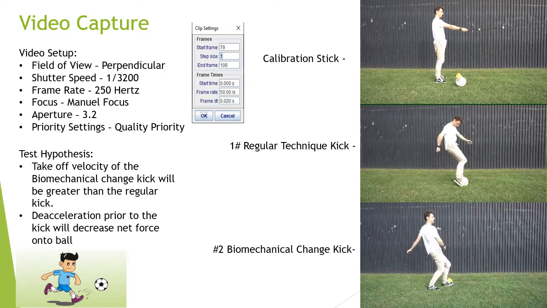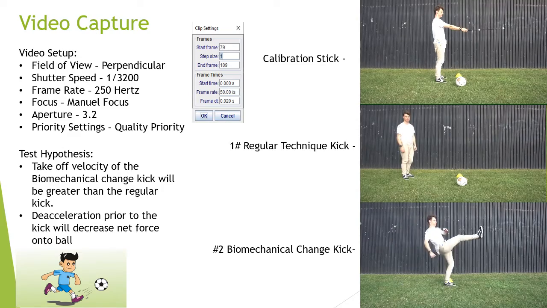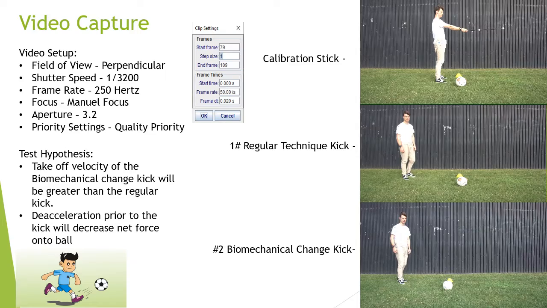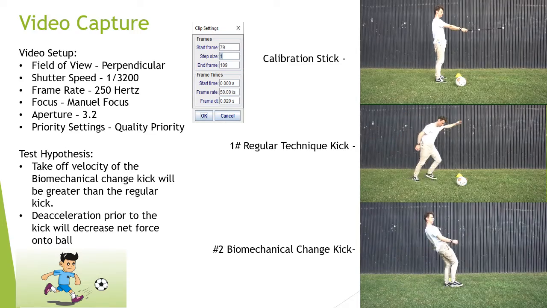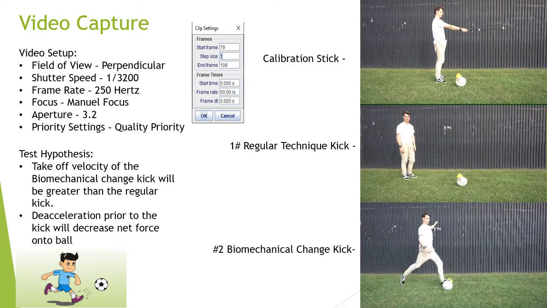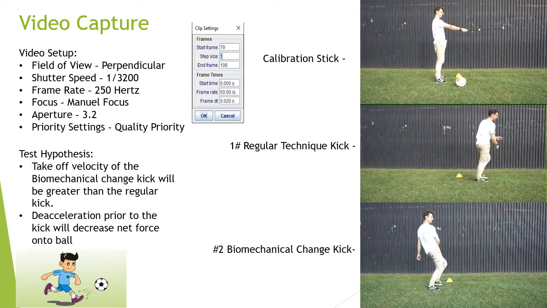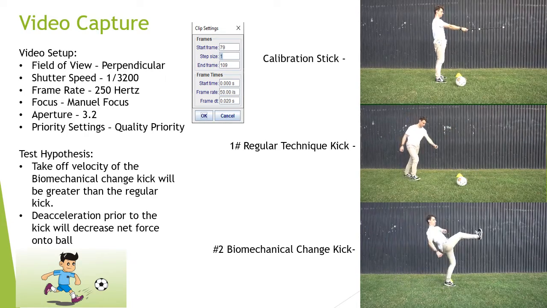To summarize the quality motion analysis, I used a high quality camera which was placed on a tripod perpendicular to the soccer ball. The camera position was roughly 4 meters away from the participant and ball, allowing for a field of view of both. I used a shutter speed of 1/3200 and a frame rate of 250 Hz.